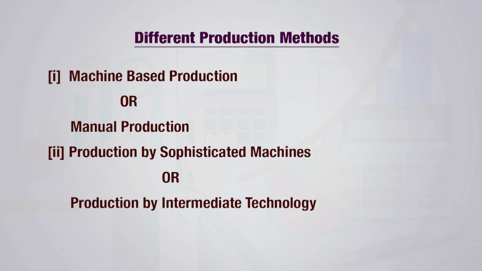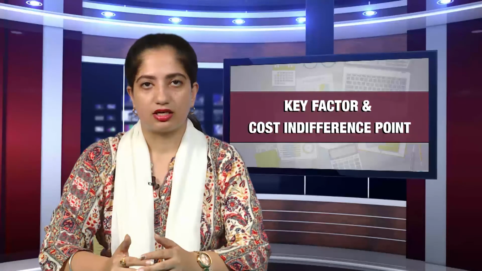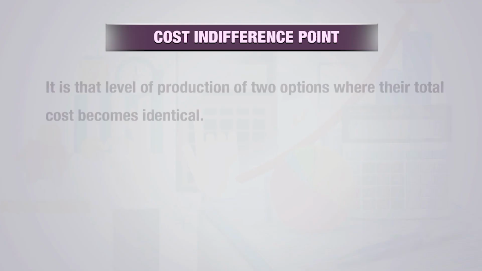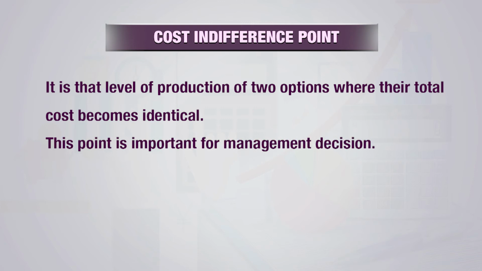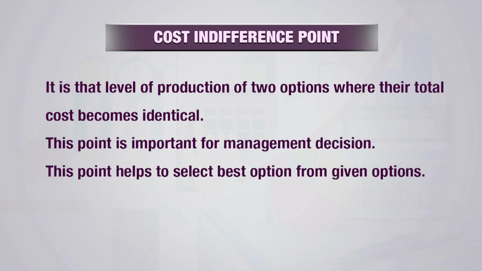Number 2, production by sophisticated machines or production by intermediate technology. From these kinds of possibilities, the most beneficial method is selected. To select the best method, the concept of cost indifference point is used. It is that level of production of 2 options where their total cost becomes identical. This point is important for management decision. This point helps to select the best option from the given options.